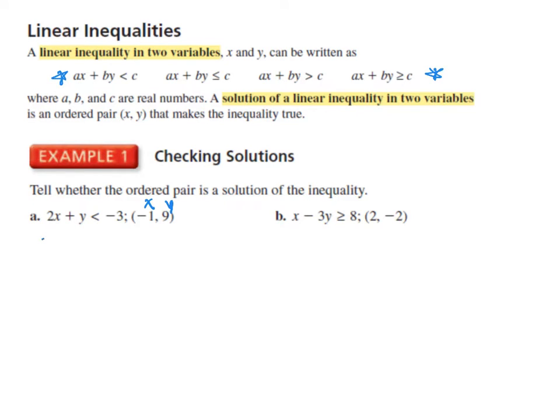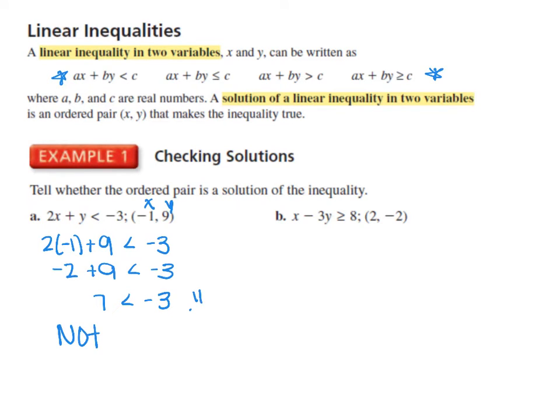Right? So 2 times -1 plus 9 is less than -3. Is that true or false? Well, that's -2 plus 9, and -2 plus 9 is 7. Is 7 less than -3? Nope. So it is not a solution.